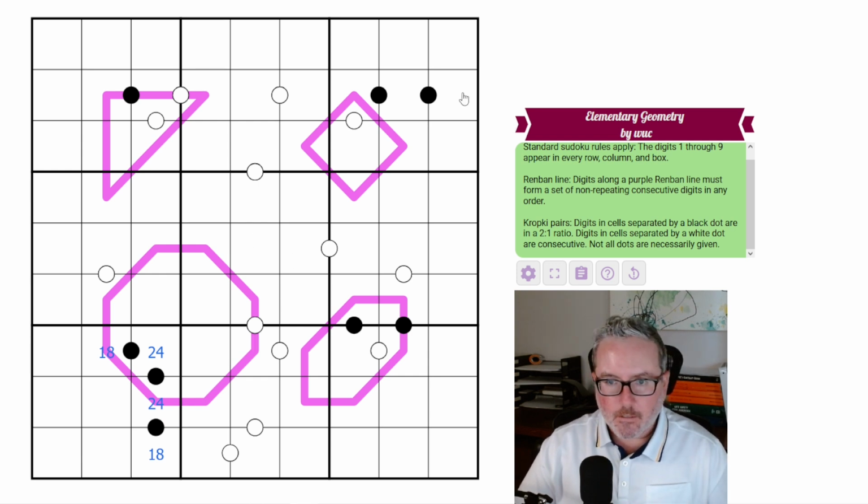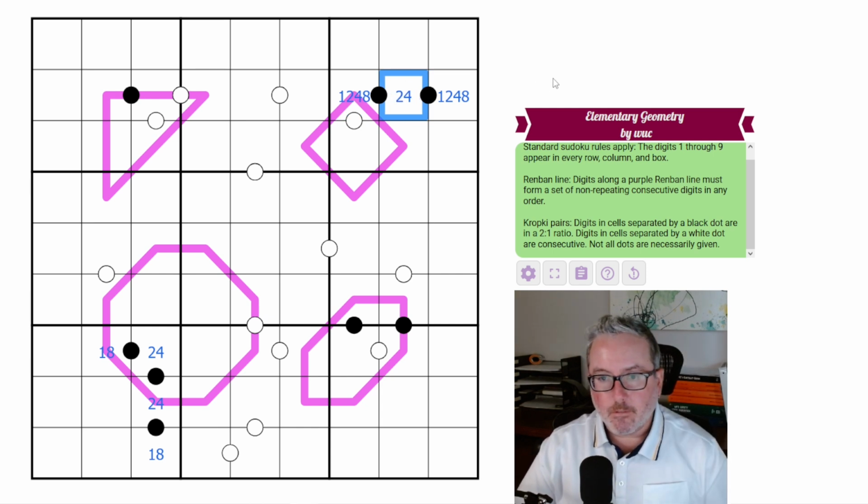Now, the other place to look is here. Again, we can't do a 3, 6 pair because they can't work together in succession like this. We have to go with the 1, 2, 4, and 8. And again, the middle can't be the extreme digit.